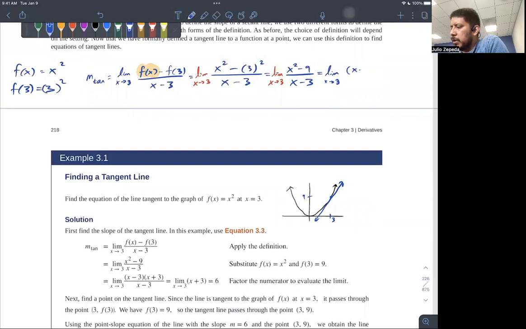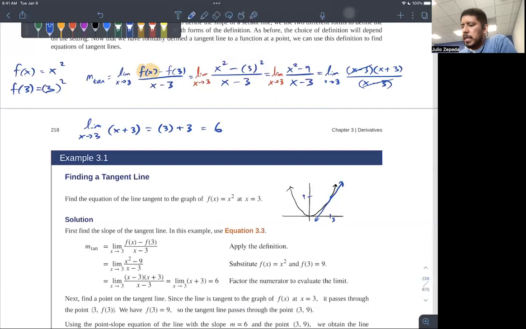x squared minus 9 factors to x minus 3 times x plus 3, divided by x minus 3. And you can see that the x minus 3 factor would cancel out. And so we get the limit as x approaches 3 of x plus 3. Now we can use direct substitution, and we plug in our 3 in place of x. 3 plus 3 is 6. The slope then, notice this entire time we were trying to find the slope of the tangent line, is 6.